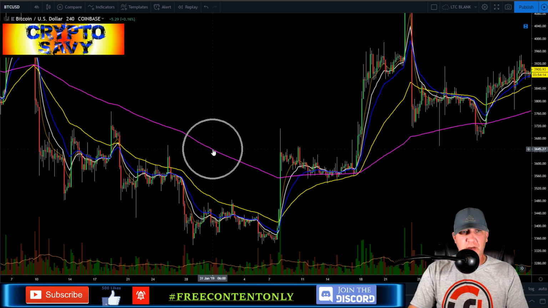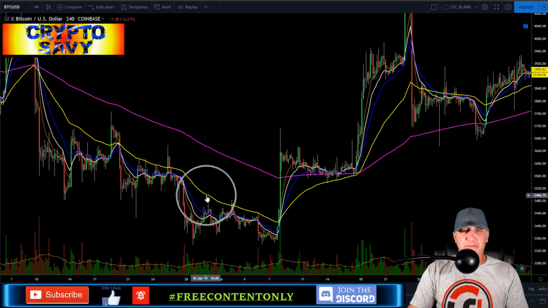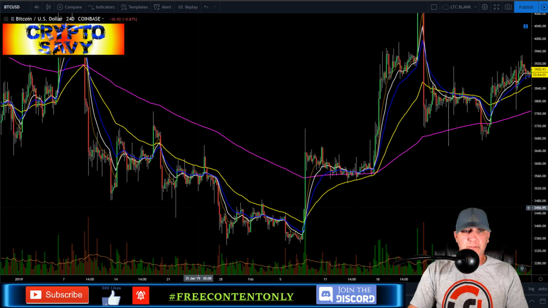This one here, the pink one, is my 200 EMA. Yellow is my 55 EMA. And then I have the 8, the 13, and the 21.